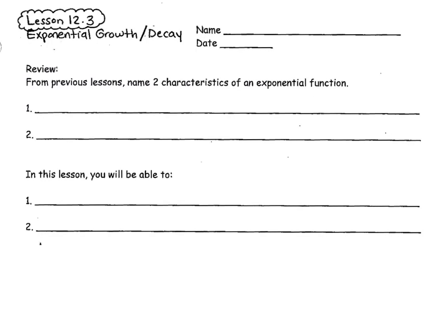So exponential growth and decay is a way for us to describe, does my graph increase, go up, or does my graph decrease, go down? So let's talk about what our plans and our goals are for the lesson today.